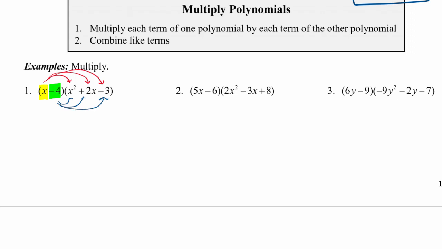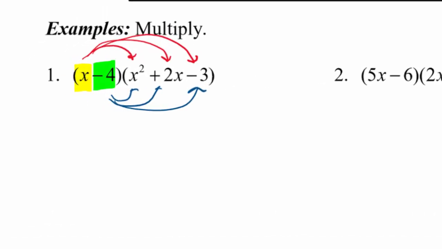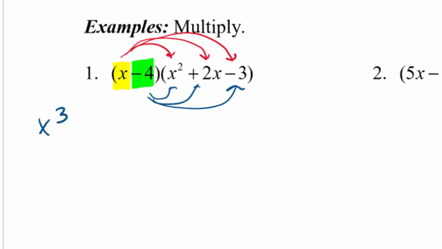So the hardest part of the problem is keeping all the terms straight so that you don't miss one. Okay, so you have to be very methodical. And so I'm going to go x times x squared, which is x cubed, x times 2x, which is plus 2x squared. We're using the product rule, as you know, with those x's, and then minus 3x.